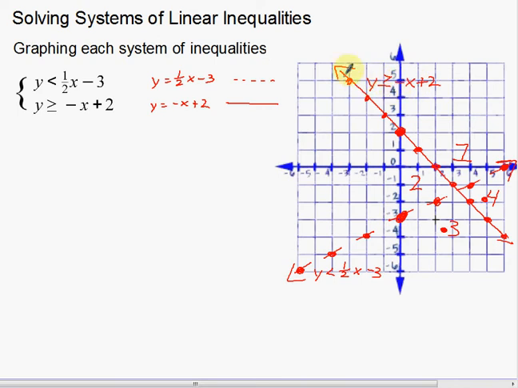So where are the y's greater? As I look at this line, the greater y's are going to be above this line. They're going to be up here. So that includes this region here, number 1, and this region over here, number 4.